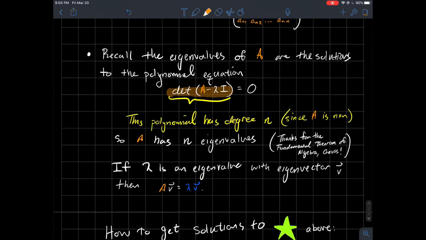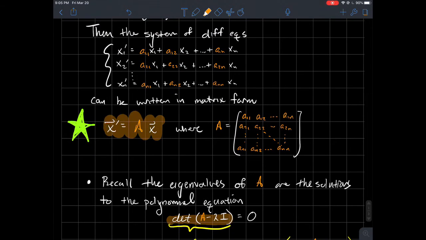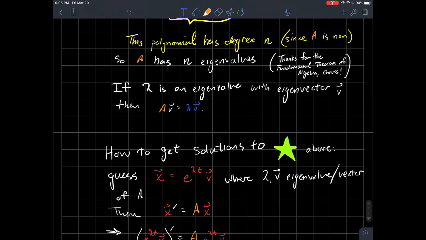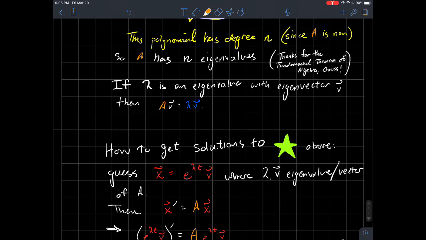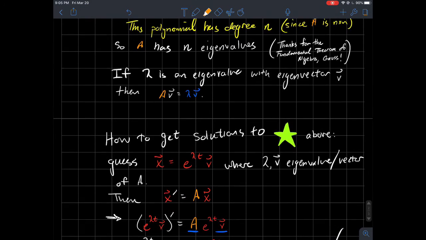Now, how do we find solutions to this system of equations, this matrix equation here? What we'll try to do, like we did before, is guess that this vector of functions, e to the lambda t times v, where lambda is an eigenvalue with eigenvector v of A, is a solution. So we're going to plug that into our matrix equation here, and I tried to color code this so you can see what's going on.